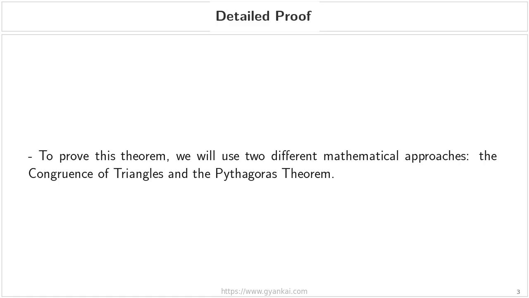Detailed proof. In the next few slides, we are going to explore two different mathematical approaches. First, using the congruence of triangles, and second, using the Pythagoras theorem. Now that we understand the statement of the theorem, that the two tangent segments are equal in length, you might be wondering, how do we actually prove this is always true? Well, to give you a complete understanding, we aren't just going to rely on one method. This dual approach will help you see how different areas of geometry connect to reach the same logical conclusion.